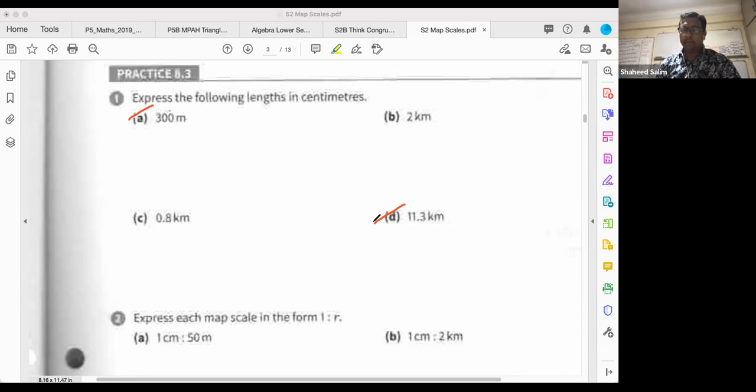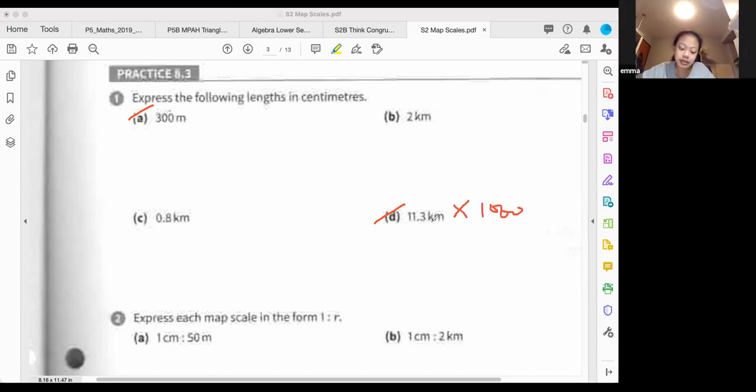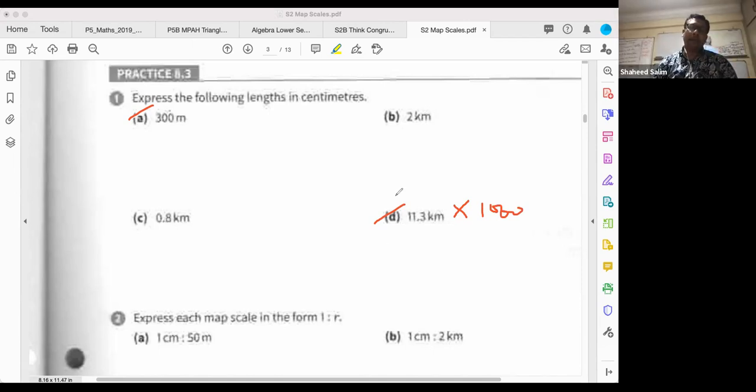Just let me check. 1.3 times 1,000 first, times 100, it's 1,130,000. So you just times by 1,000. I thought it was meter. Oh, meter. Okay, if it's meter, then you are right. In this case, no problem. We look at the next one.